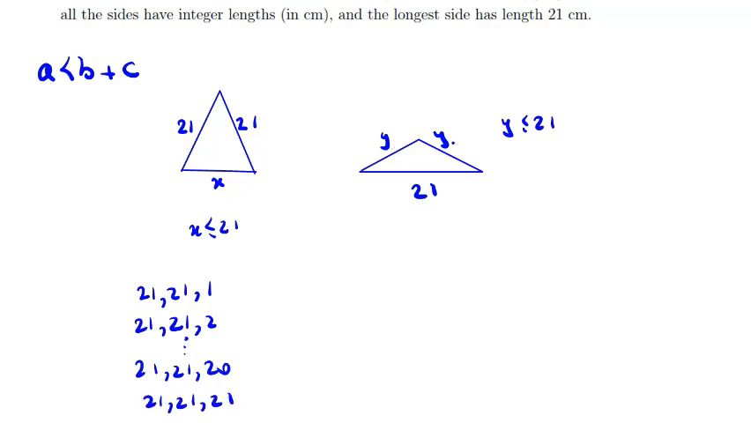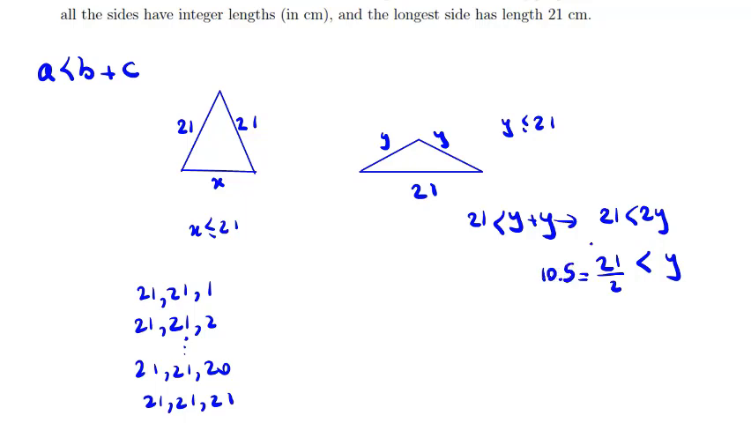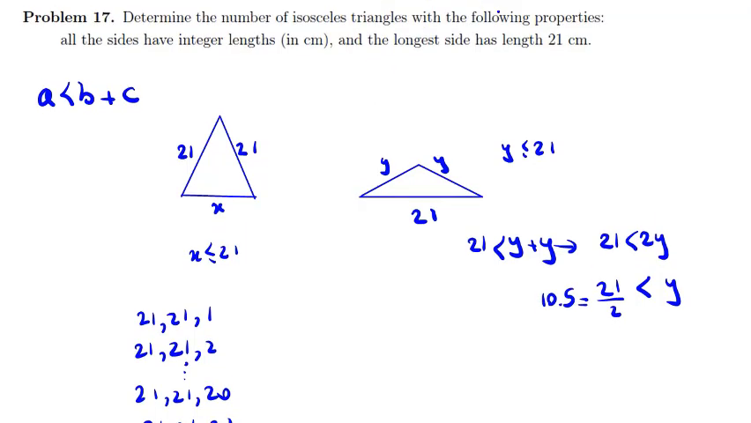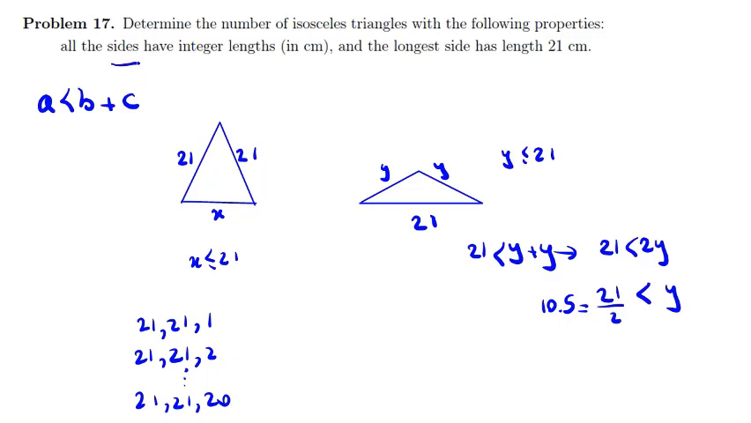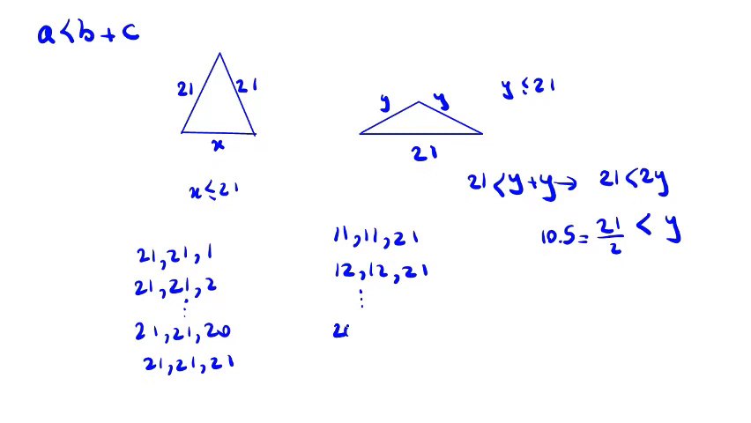Here, you say, okay, 1, 1 doesn't work because y plus y should be greater than 21. So 2y should be greater than 21. So y should be greater than 21 over 2, which is 10.5. Because they are integers, the problem says the sides are integer here. So y is at least 11. So 11, 11, 21 works. 12, 12, 21 works. 20, 20, 21 works.